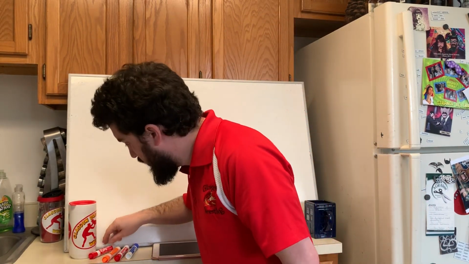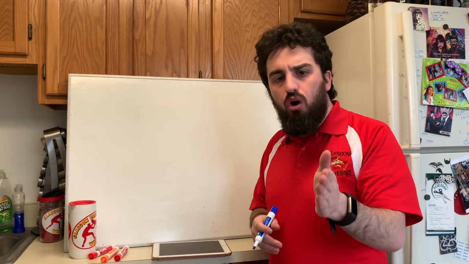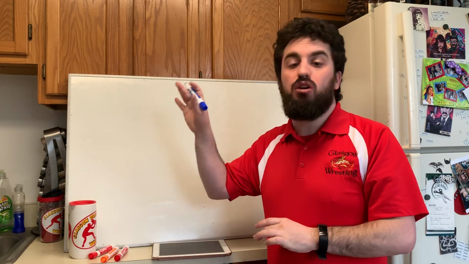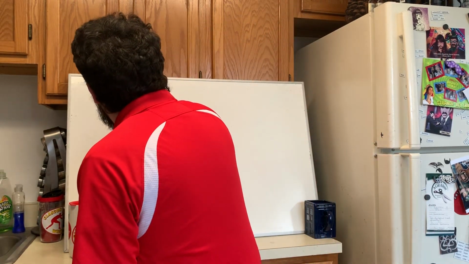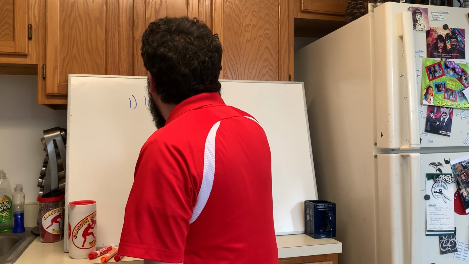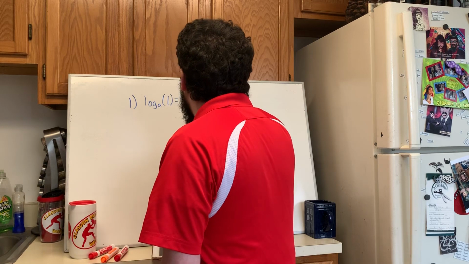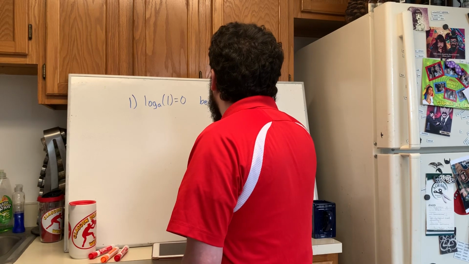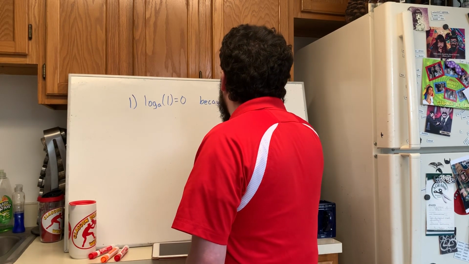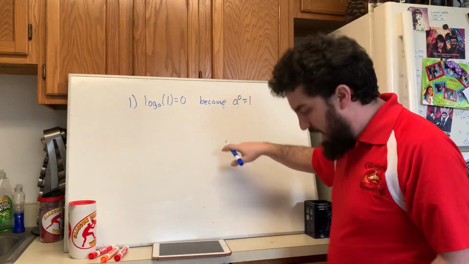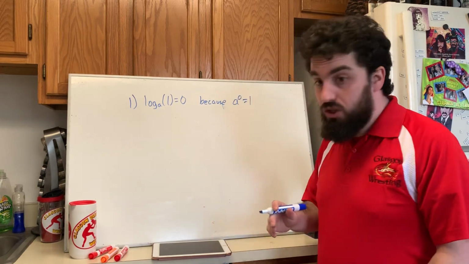So here we know, first property, log base A of 1 is always equal to 0 because any number to the 0 power is 1. So let's write that down. Log base A of 1 is always equal to 0 because A to the 0 power is equal to 1. So that's using our exponents, seeing how that goes back to this.